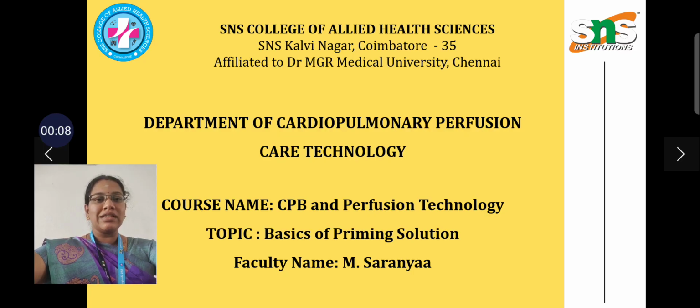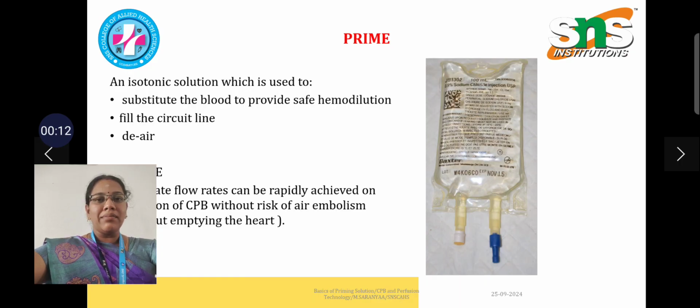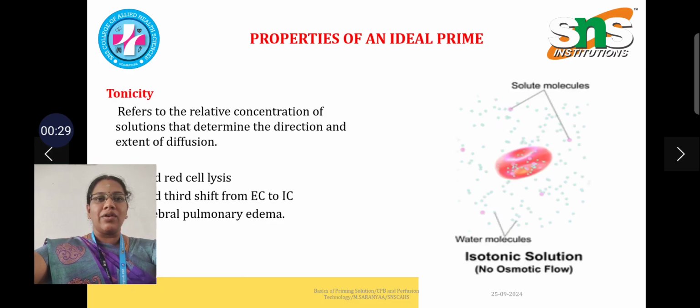Today we are going to discuss a topic on basics of priming solution. Prime is a solution that is used to substitute the blood to provide a safe hemodilution, fill the circuit line and de-air the circuit. To give an adequate flow rate, it can be easily achieved without air embolism with the help of the priming solution. So it will be coating the circuit.